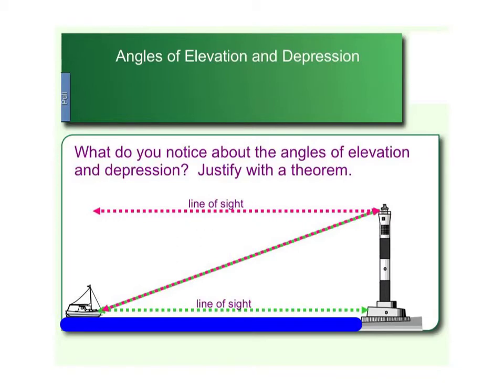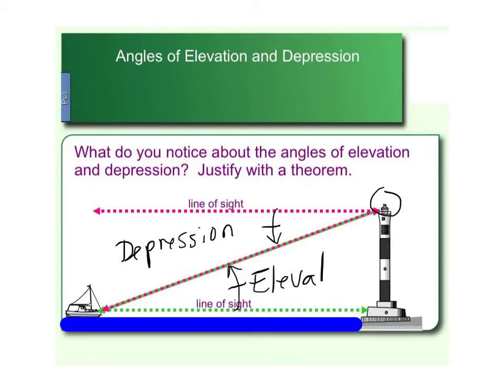Here's a question. What do you notice about the angle of elevation and the angle of depression? So we said if we're at the top of the lighthouse, this would be considered the angle of depression. If we're in the boat actually looking up at the lighthouse, this is called the angle of elevation. See if you can remember from geometry what theorem that is for this angle and this angle. Do you remember what that is? Remember, these are called alternate interior angles.